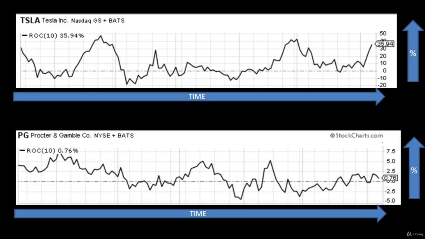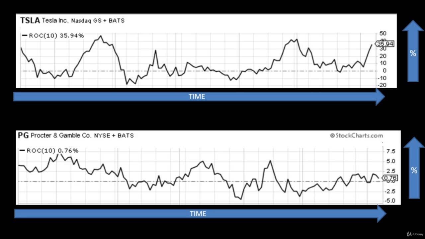But if you look on the right-hand side, what is represented is not price. That's a real important thing. Tesla is not selling for $35.94 at this point, and Procter & Gamble's not at 76 cents. It's not a price, it's a percentage. And you have a zero line there. If you're above or below, it's a percentage above or below that price. So Tesla on the top is at 35.94%. And as you see in the upper left, it says rate of change, or ROC.